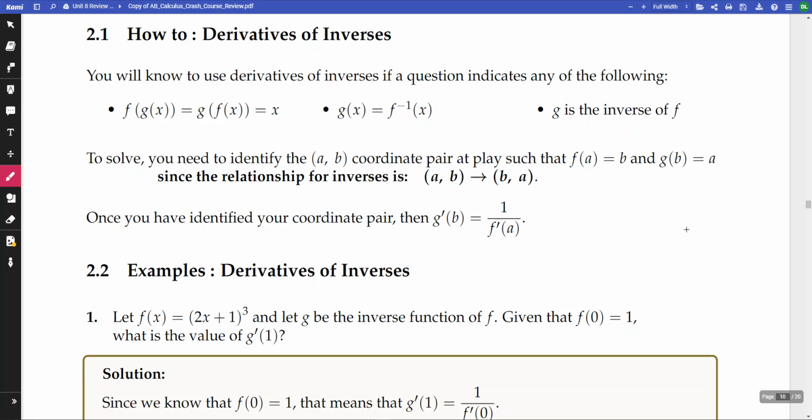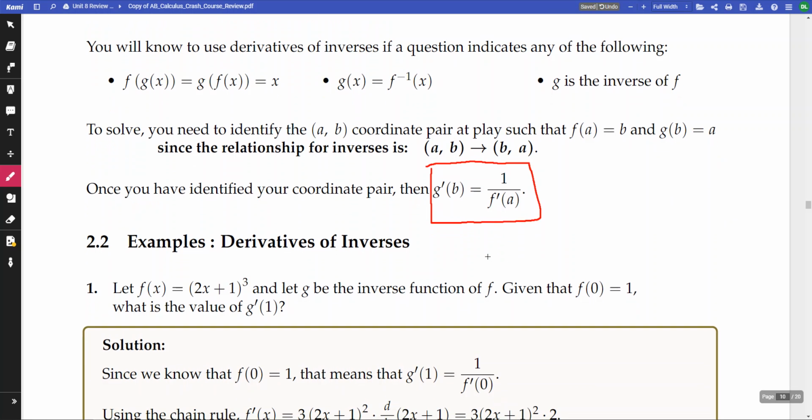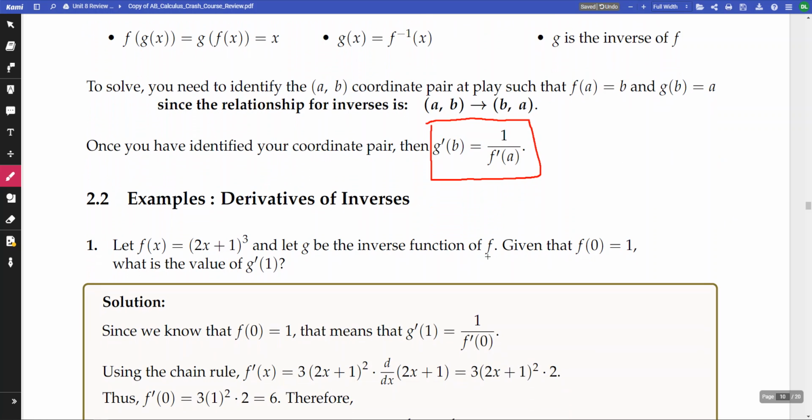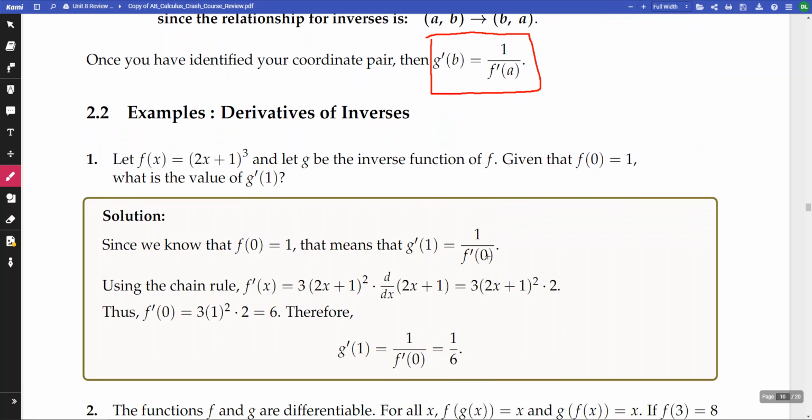But here's the important piece. Once you have identified that coordinate pair, then g prime of b is going to be 1 over f prime of a. Okay. In other videos, you can go and see why that relationship is, but right now, for our purposes, can you use the relationship? So let's look at an example.